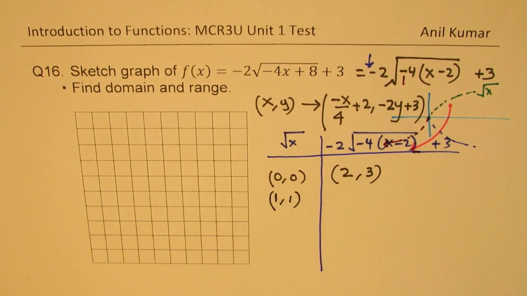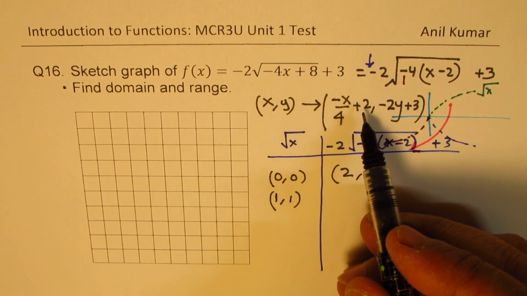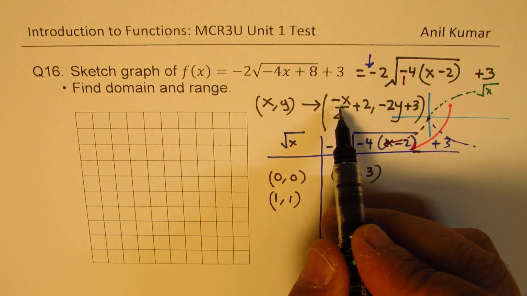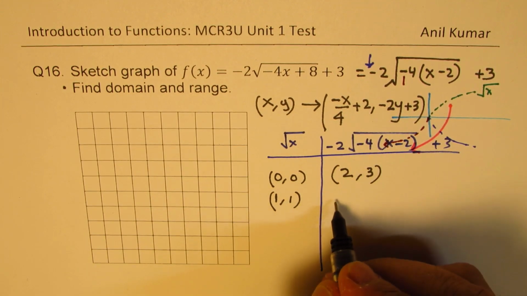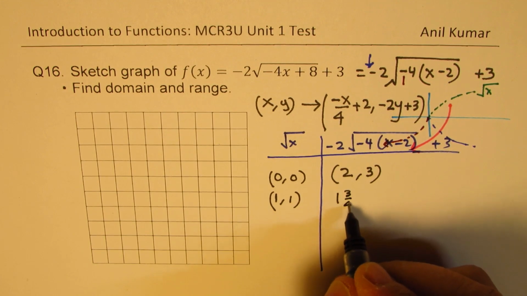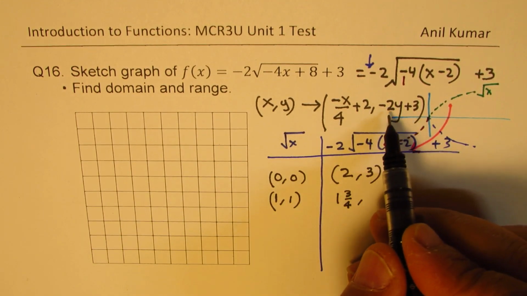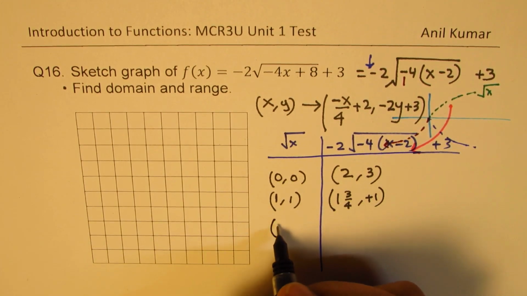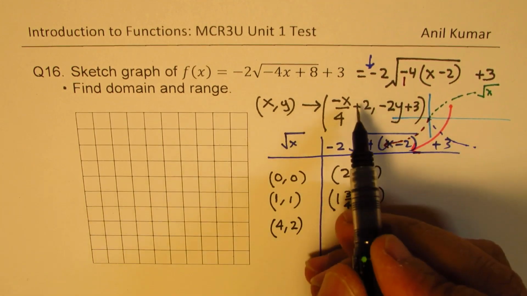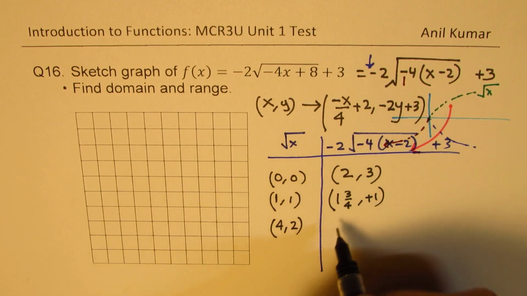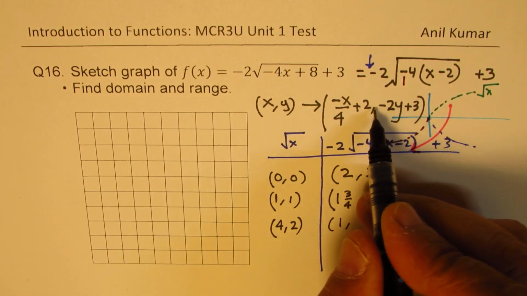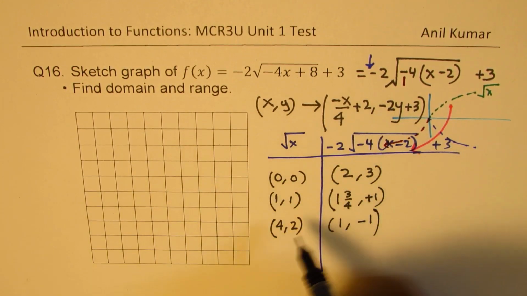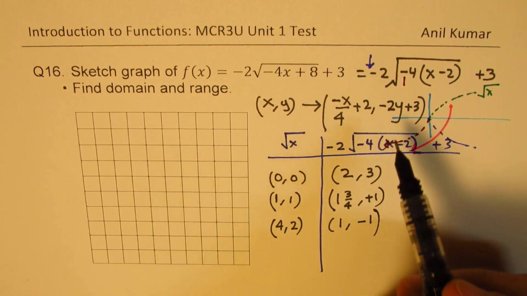Then we have 1, 1. So if I write 1 here, we get 2 minus 1 over 4. So for 1, we get 2 minus 1 over 4, which is 1 and 3 by 4. And here, if I substitute 1, we get minus 2 plus 3, which is plus 1, correct? Okay, so let's take a point which is 4 and square root of 4 is 2. So if I substitute 4, we get minus 1 plus 2. So we get 1 here. And 2 minus 4 plus 3 is minus 1, correct? So we get these points. So these are good enough points to begin with.